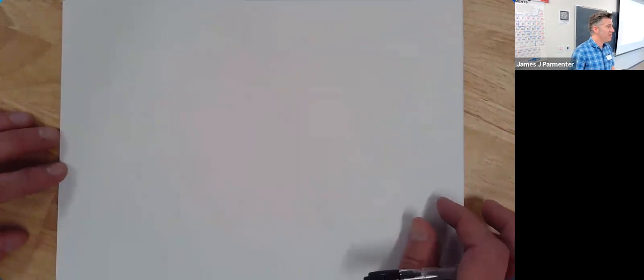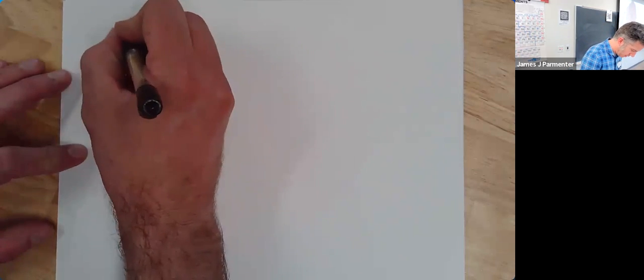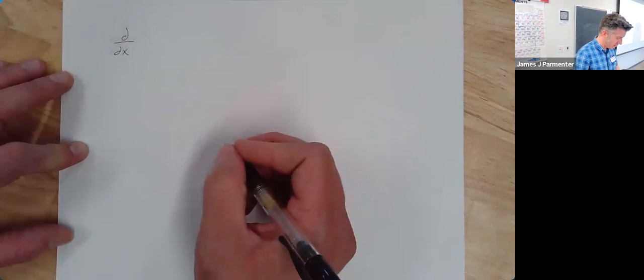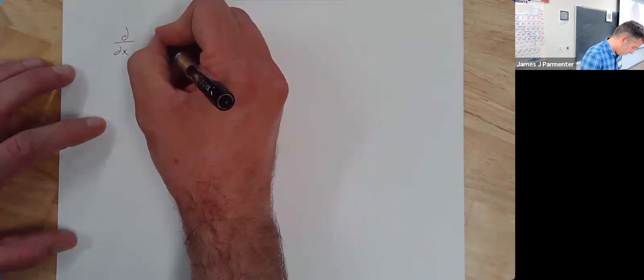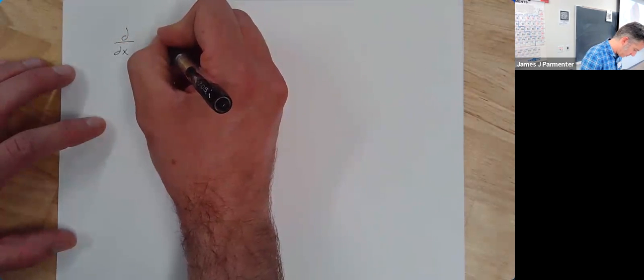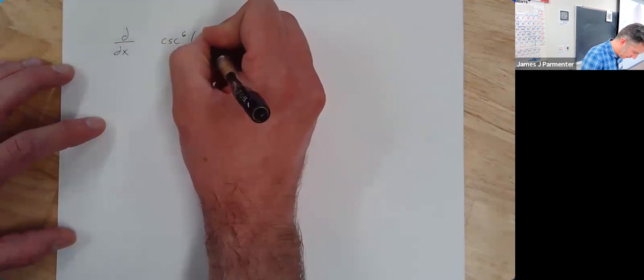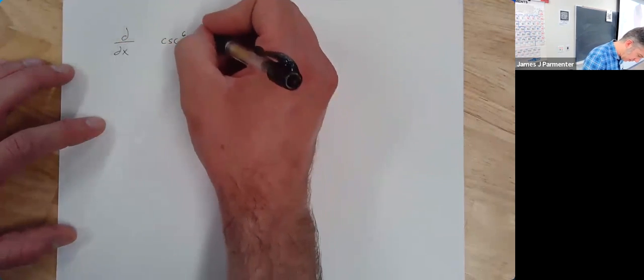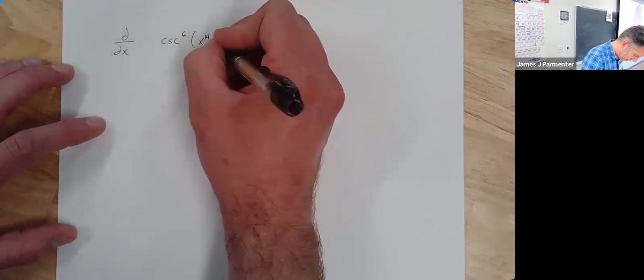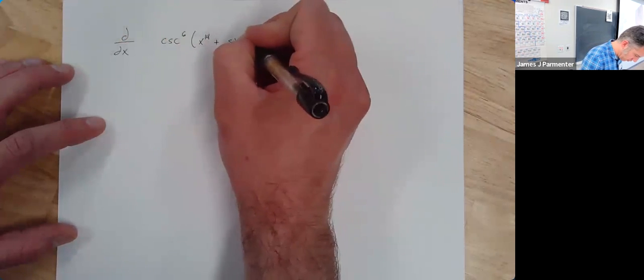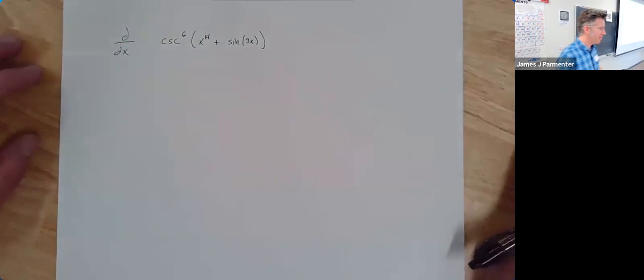So they can be more complicated. You can use the chain rule many times. For example, the derivative of cosecant to the 6th power of x to the 14th plus sine of 3x. Why always 14, James? I'm making it really terrible. Okay.